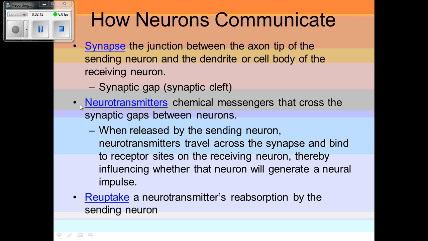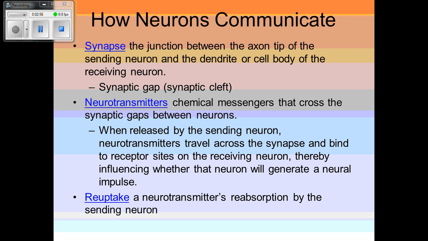Well, now we get to neurotransmitters, and neurotransmitters are something that we're going to spend a lot of time on in this chapter. They are chemical messengers that go across the synaptic gap between neurons and communicate with neurons to kind of make a neural activity happen. So when released by the sending neuron, neurotransmitters travel across the synapse and bind to the receptor sites of the receiving neuron. And that's where they generate a neural impulse, and that's how an impulse goes from you feeling a pinch on your skin, up your arm, to your spinal cord, all the way up to your brain to let you know you're experiencing pain. All these neurons are working together to make that neural impulse travel.